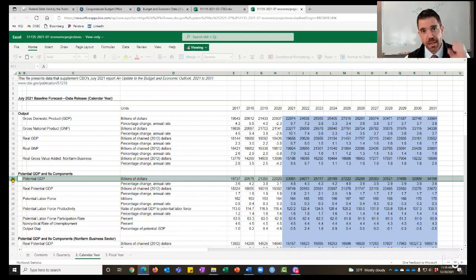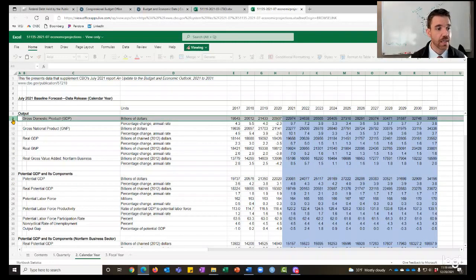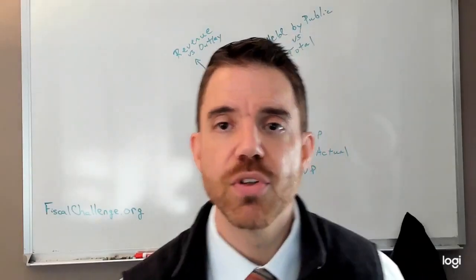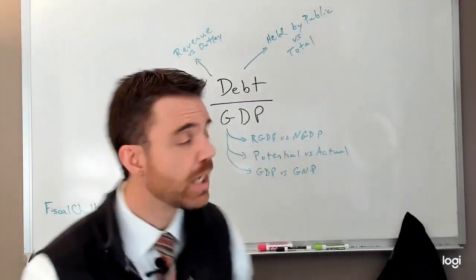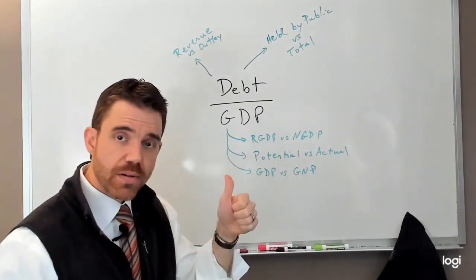All right, when we're thinking about debt to GDP, your target variable are right here in row 9 and the forecast thereof. Okay, so just a few key tips for you. I hope that's helpful. Remember, debt to GDP, FRED, cbo.gov.